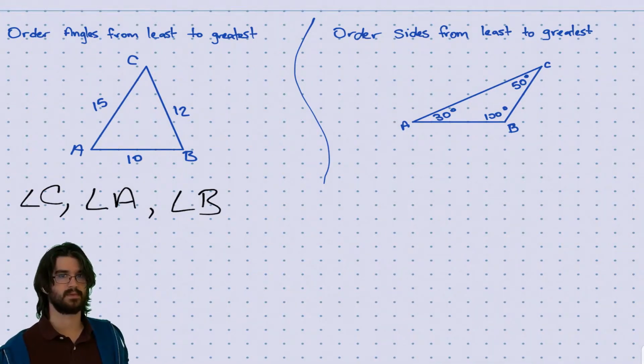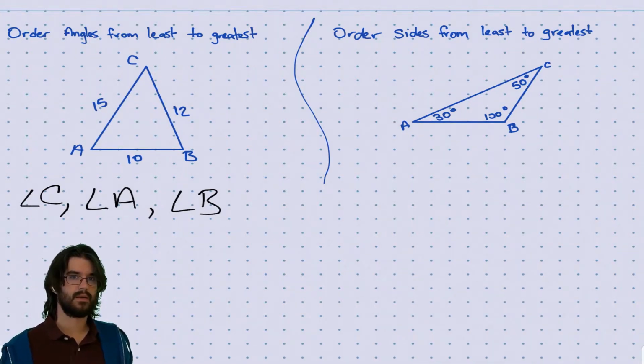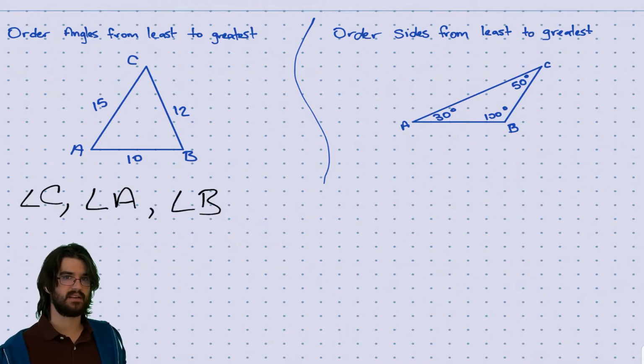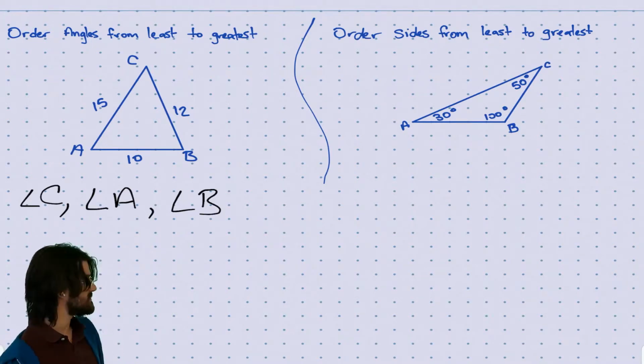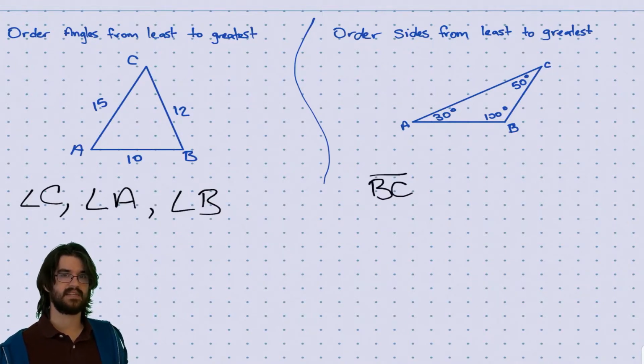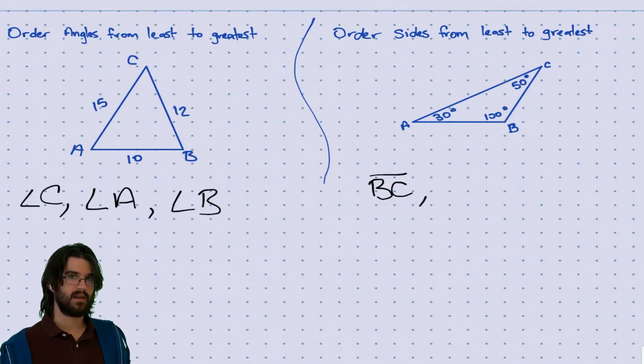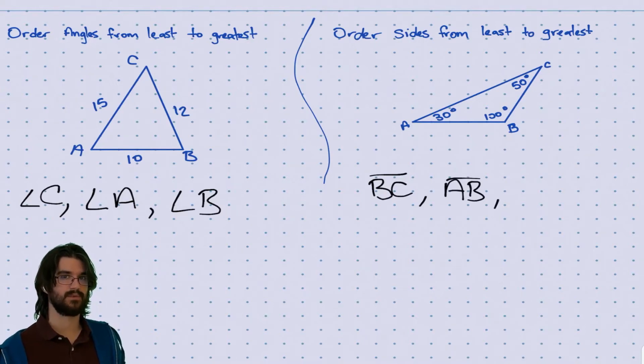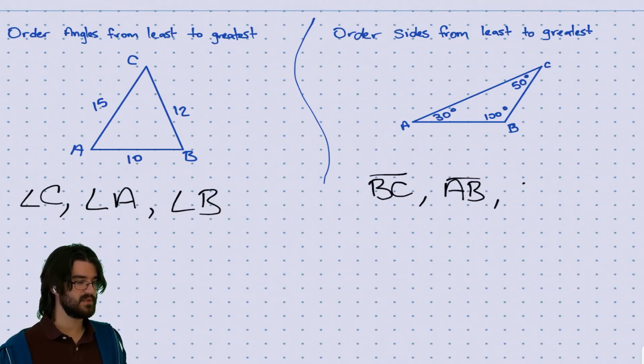And we can do something similar with the sides in a triangle. BC is across from the smallest angle, angle A, so BC has to be the shortest side. AB is across from the next biggest angle, angle C, so AB has to be the next biggest side. And finally, AC is across from our biggest angle, angle B, so segment AC has to be the largest side of the triangle. So from smallest to largest, the sides are BC, AB, AC.